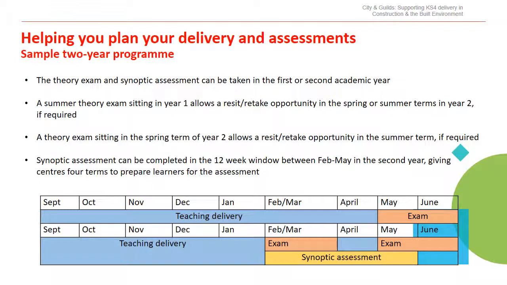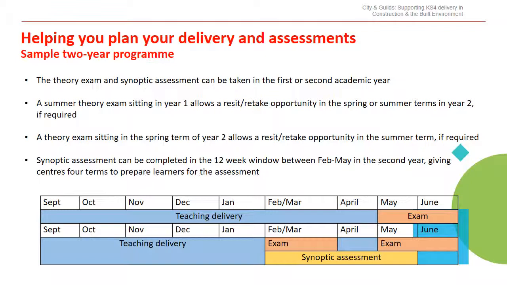This slide looks at what a 2-year delivery programme could look like. It's a sample showing you how to plan your delivery over 2 years, and this is just a suggestion because each centre will have their own models and their own timetabling. In year 1, you could focus on the delivery of the syllabus, and you could enter your learners for the May-June exam series at the end of year 1, so there's something to work towards for the whole of that academic year. You will have the results of that second exam series in August, alongside all other exam boards' qualifications for GCSEs.